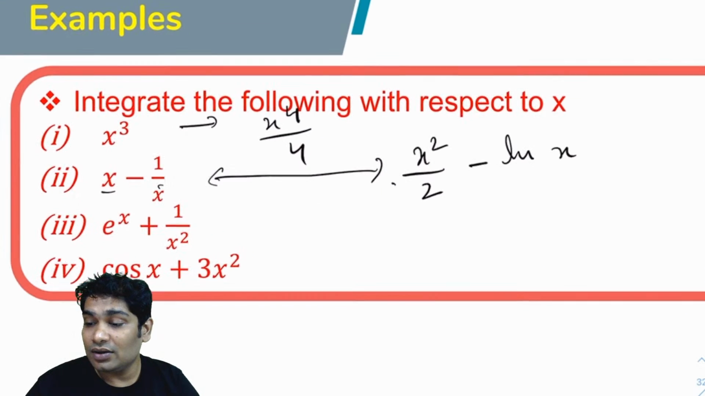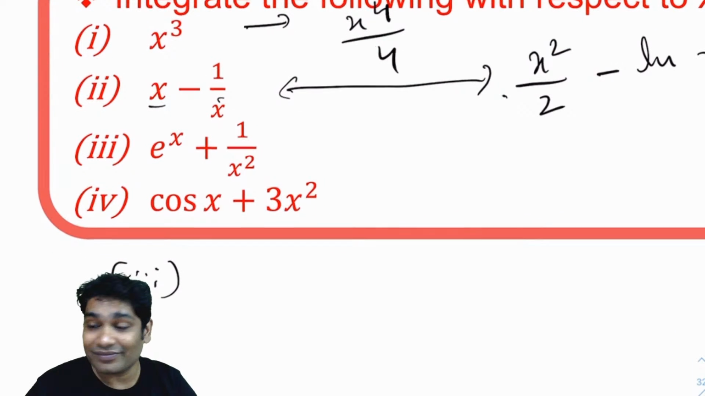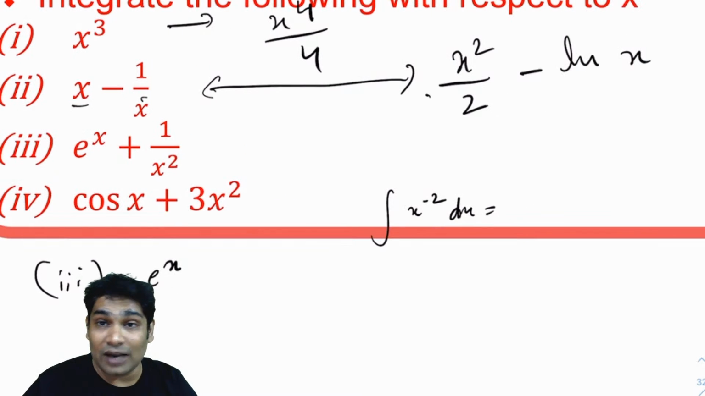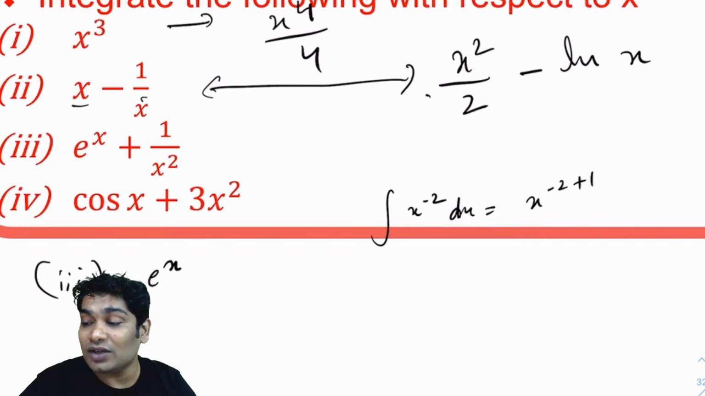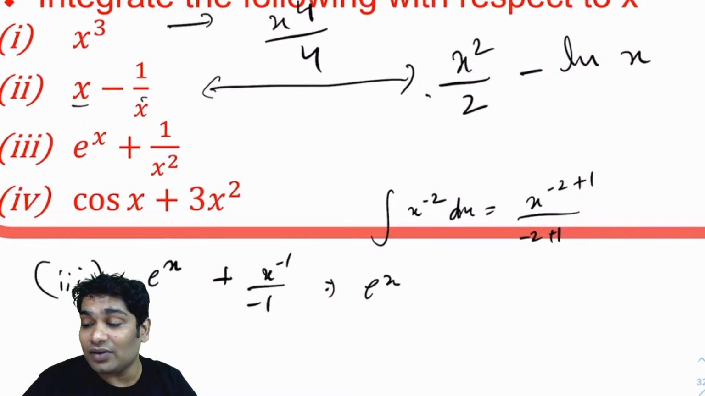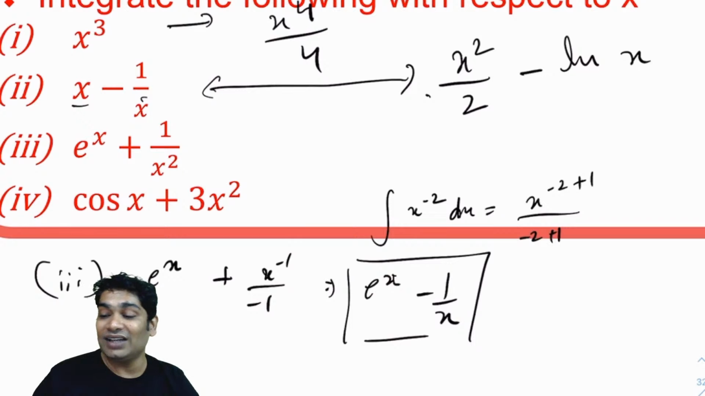Similarly, how about this? Let's talk about part 3. The answer would be e to the power x, and this is x to the power minus 2, right? So what is the integration of x to the power minus 2? It is x to the power minus 2 plus 1 over minus 2 plus 1, so that will be x to the power minus 1 over minus 1. So the answer that you will get is e to the power x minus 1 over x. That's your answer for the third part.